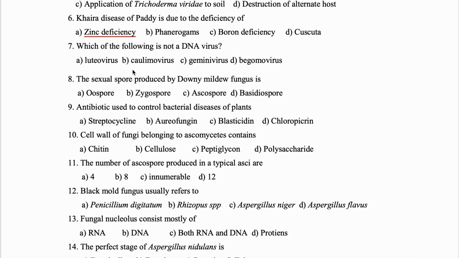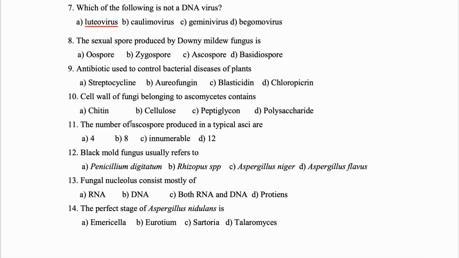Now, if we know the genomes of the viruses, we can answer this very well. Caulimovirus, we know it is a DNA virus, which is double-stranded DNA virus. Geminivirus, Begomovirus, they are single-stranded DNA viruses. So the question asked, not a DNA virus. It will be option A, Tobamovirus. Now, question 8. The sexual spore produced by downy mildew fungus. Here there is only downy mildew fungus, that is oospore, because oospore is the spore of Oomycota.